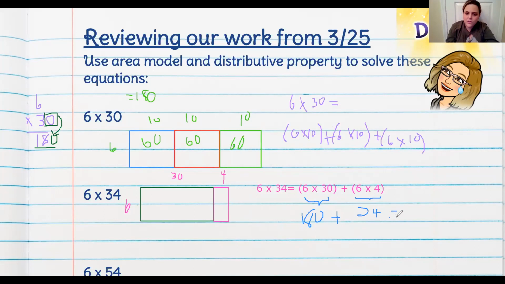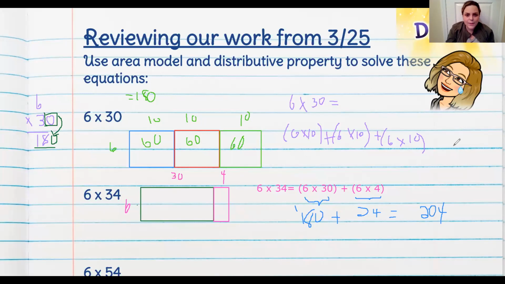I have 0 ones and 4 ones, so that's 4 ones. Then I have an 80 and a 20 in the tens place. I know that gives me 100. I'm carrying over the 100 to the other hundreds place, which gives me 204. So that's 6 times 34 is the same as 204. All right, now we have one more. We have 6 times 54.